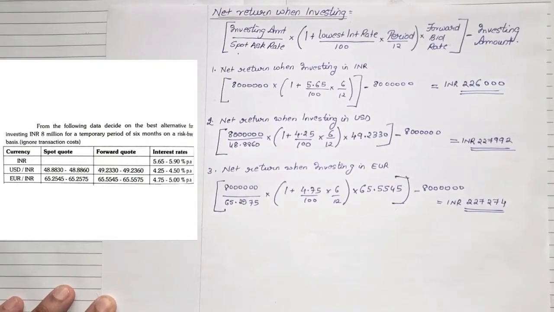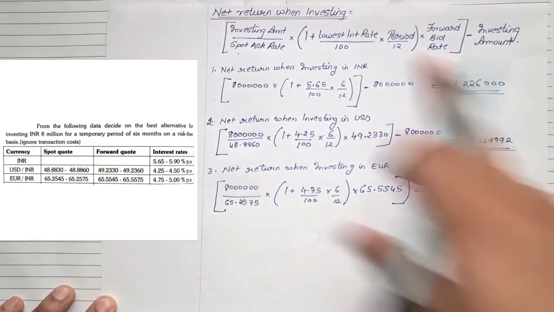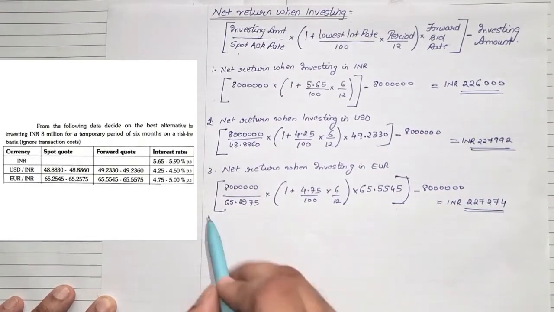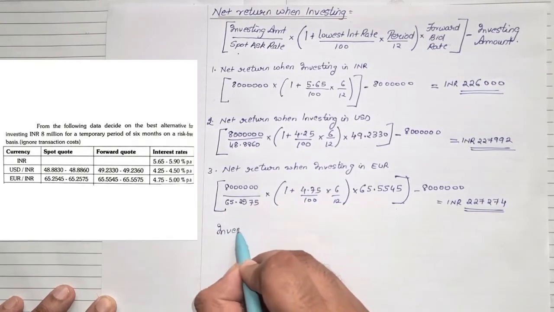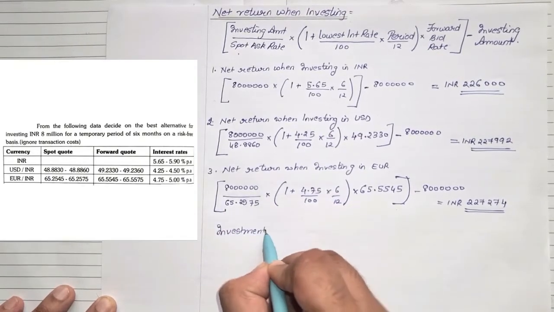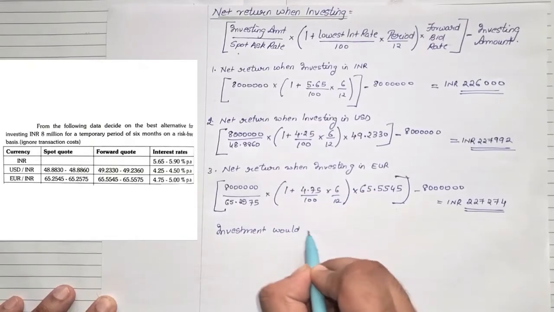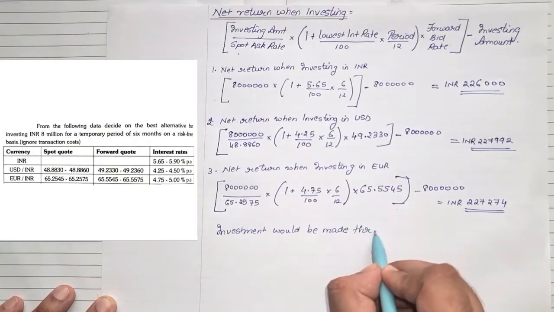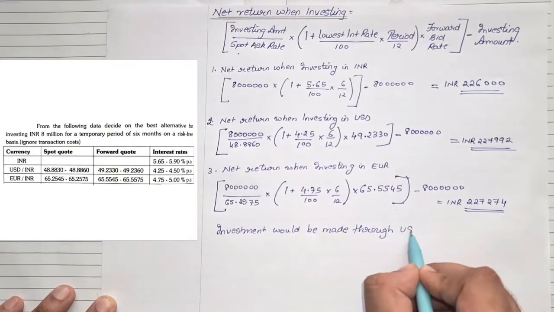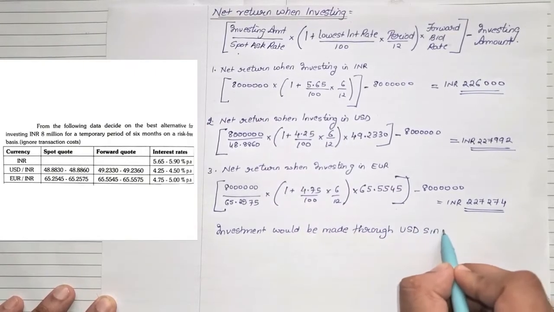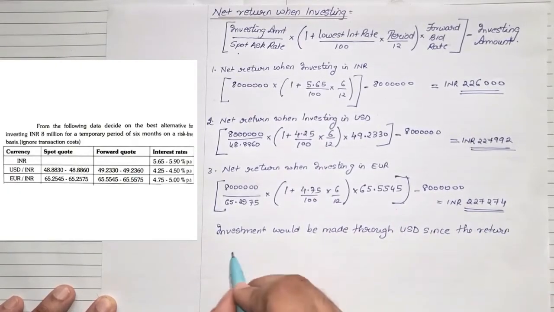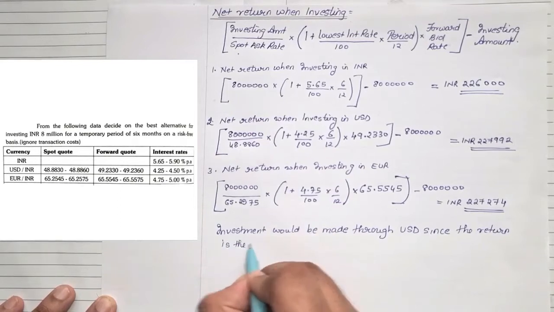Now always remember, in this kind of sum, in investing, the highest is the most preferable. So here 2,27,992 is the highest value. So I will write the final answer: investment would be made through USD, since the return is the maximum.